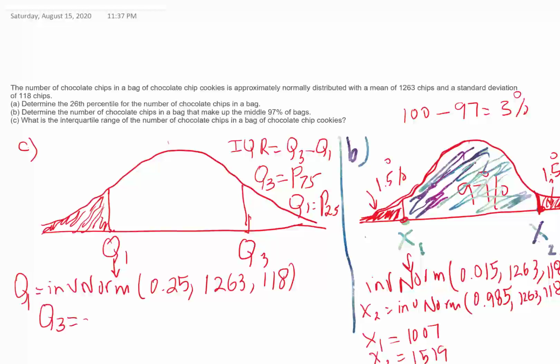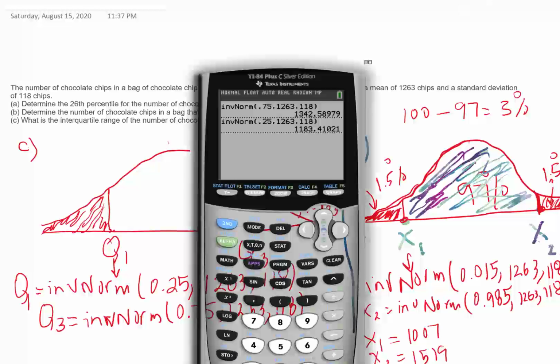Q3 is going to be inverse norm. Well, you guys know that Q3 is P75, the 75th percentile, which means the area to the left of Q3 is 75%, so you just use 0.75, 1263, 118, and let me get you the answer using the calculator. So if I do inverse norm on the first one, it will be 1183.4, and on the 75% it will be 1342.6. If you round it to the nearest whole number, it will be 1343.